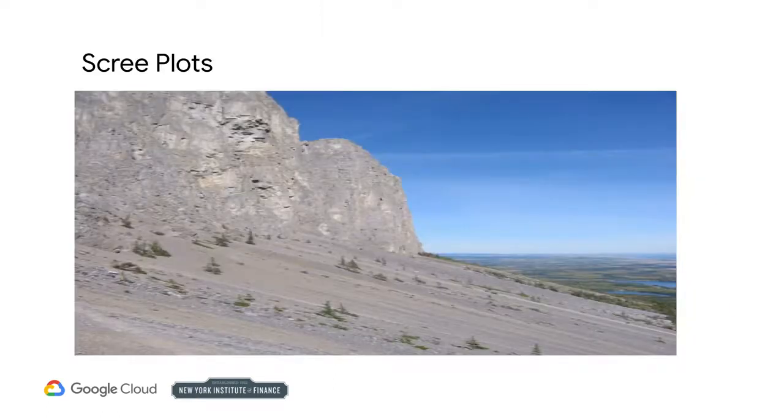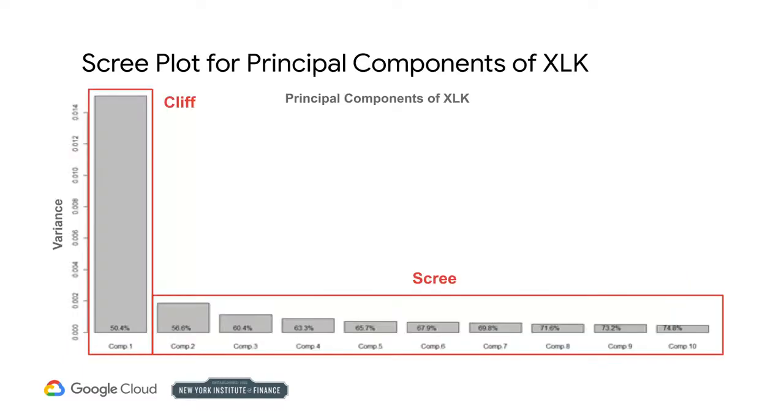Now let's examine the scree plot for the stocks in XLK. To understand a scree plot, let's first ask, what is a scree? A scree is a gentle slope consisting of small loose stones that have fallen from adjacent cliff faces. You would not want to fall off the cliff into the scree. For a good principal component analysis, the scree plot should have a cliff and a scree. Typically, the cliff is one or sometimes several principal components that explain most of the variation in the data.